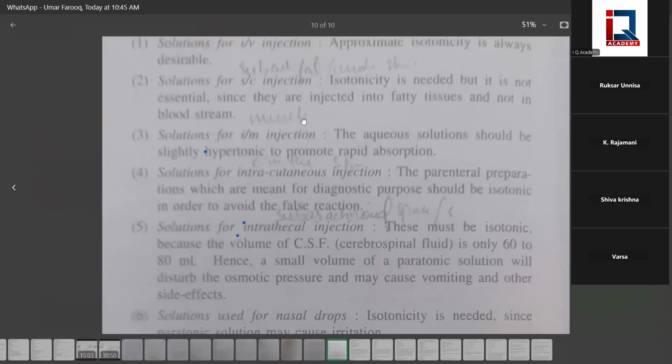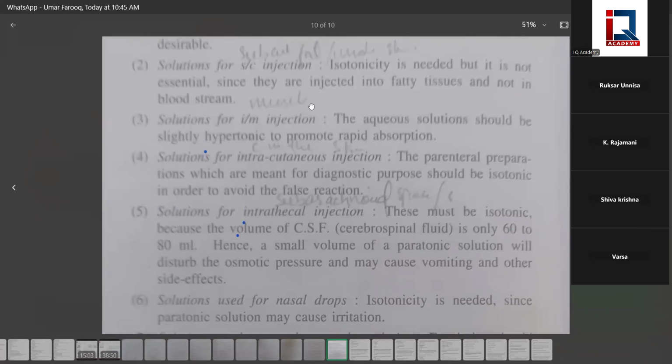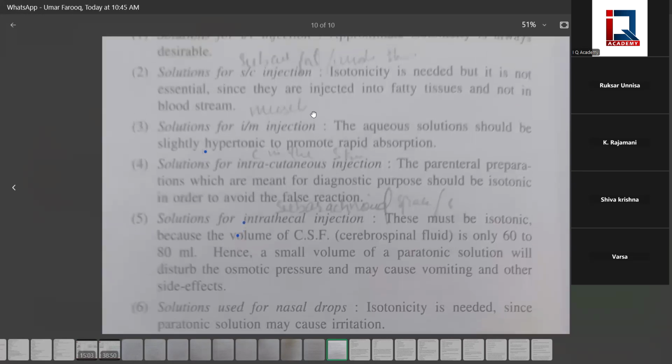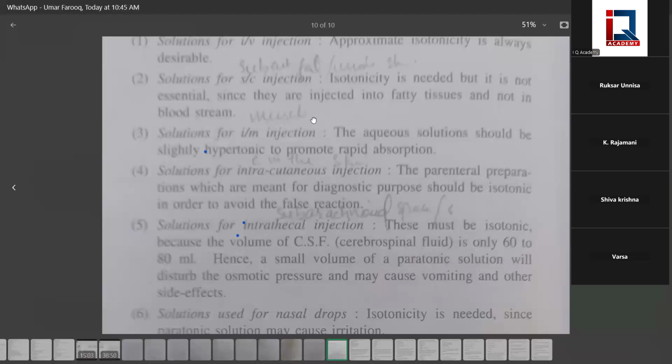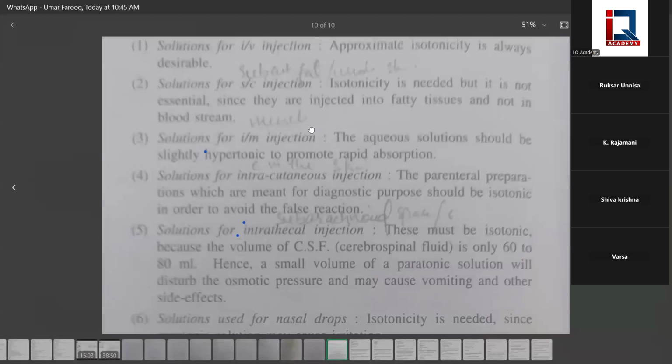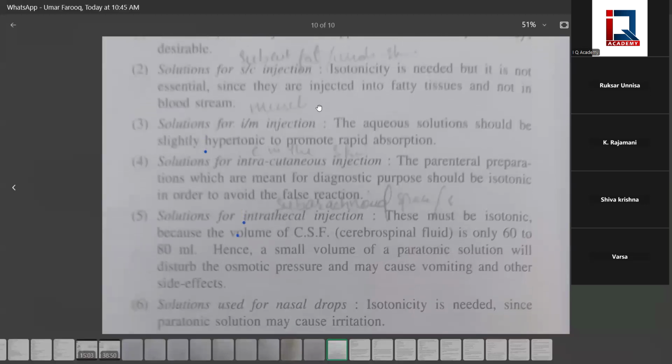Next, in intramuscular injections, also we need to adjust the tonicity. Right. So the aqueous solution should be slightly hypotonic to promote rapid absorption, because as we are giving the drug in muscles, the drug should be transferred or transported to the blood. So the solution should be hypertonic when you are giving the IM.